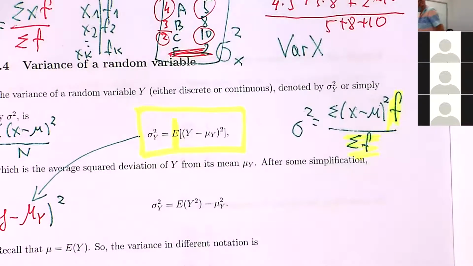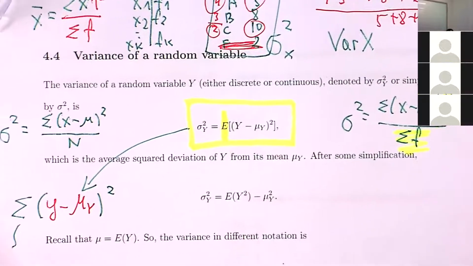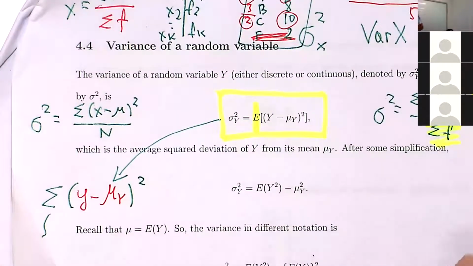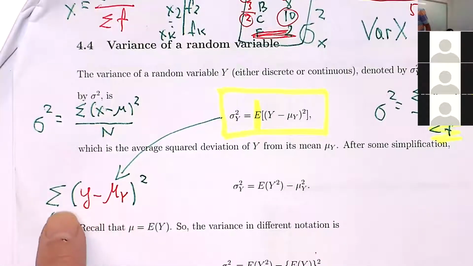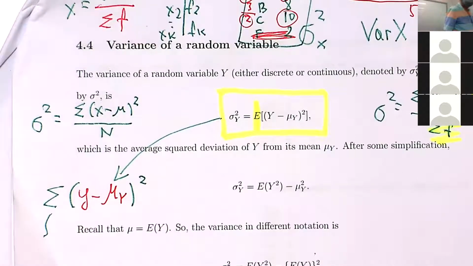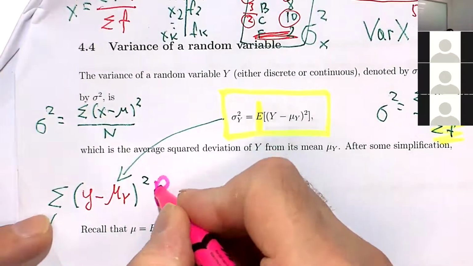Okay, so let's go back now to how to evaluate this formula for the variance of the random variable. What is missing in this expression? Sum of the squared y minus mu. What is missing? Probability, excellent. So we have to multiply this by probabilities.